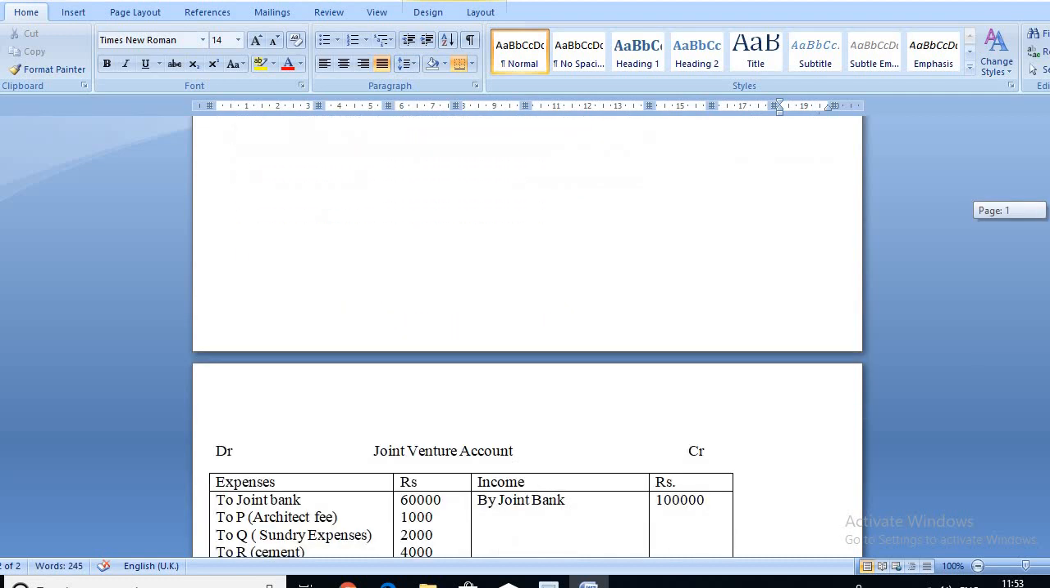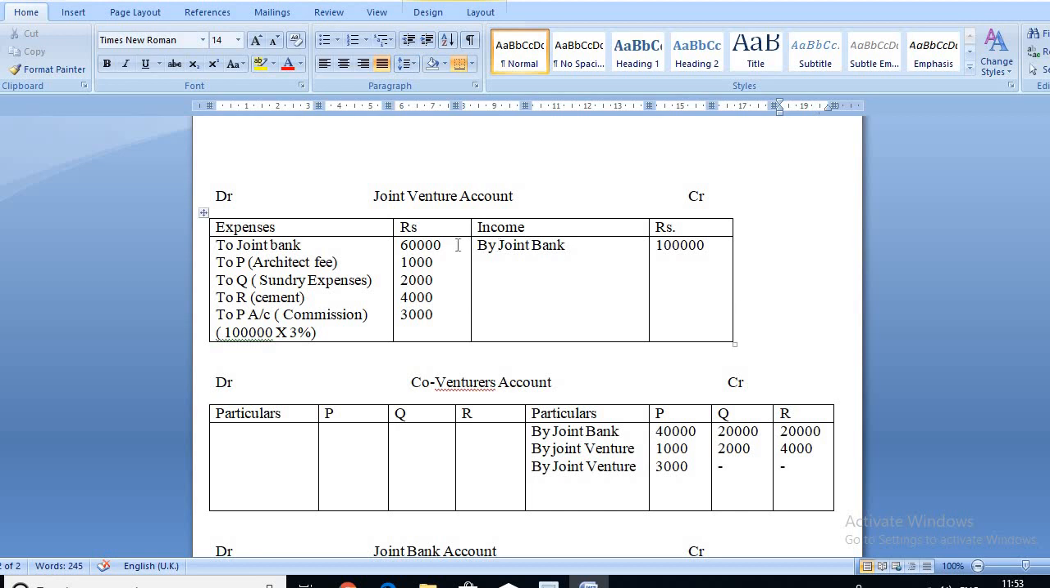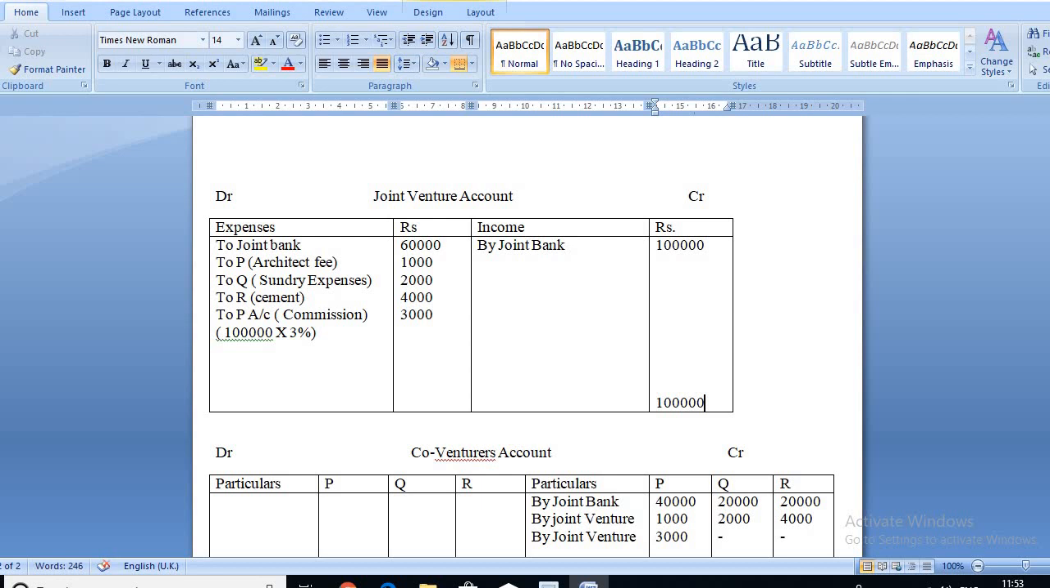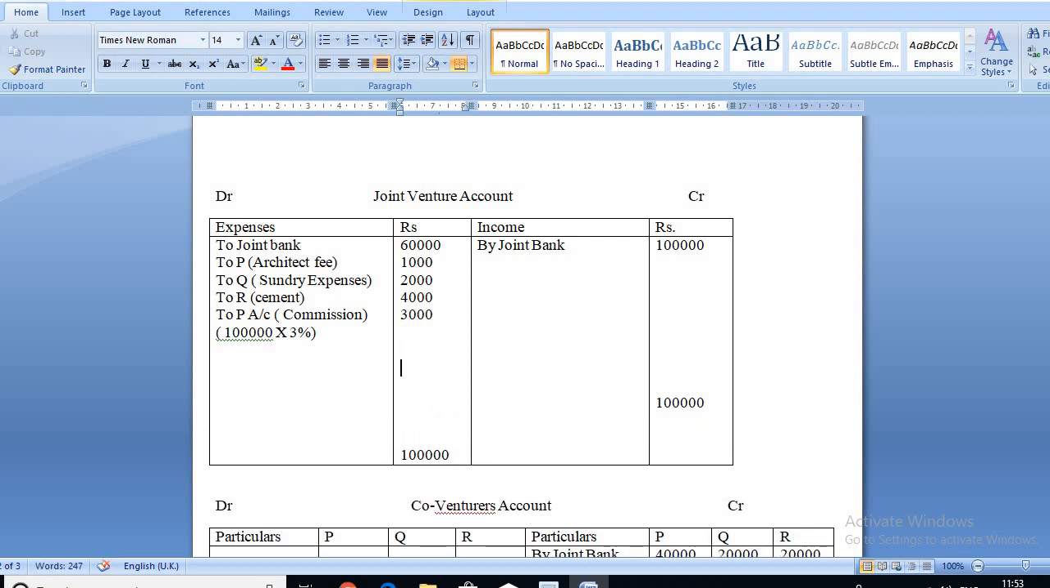Now make balance of accounts one by one. First make a balance of joint venture account. In joint venture account, here credit side is more. So 1 lakh on both sides, and the balancing figure is 30,000. This 30,000 is considered as profit on joint venture. This is the balancing figure.